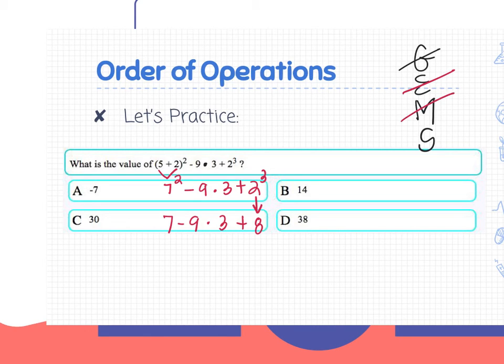No more exponents. Multiplication and division. We have to grab that out of the center. 9 times 3 is 27. Then bring down all of the rest. 7 minus 27 plus 8. Now all we have is subtraction and addition, and unlike the previous problem, there are no parentheses, so we can just go left to right.